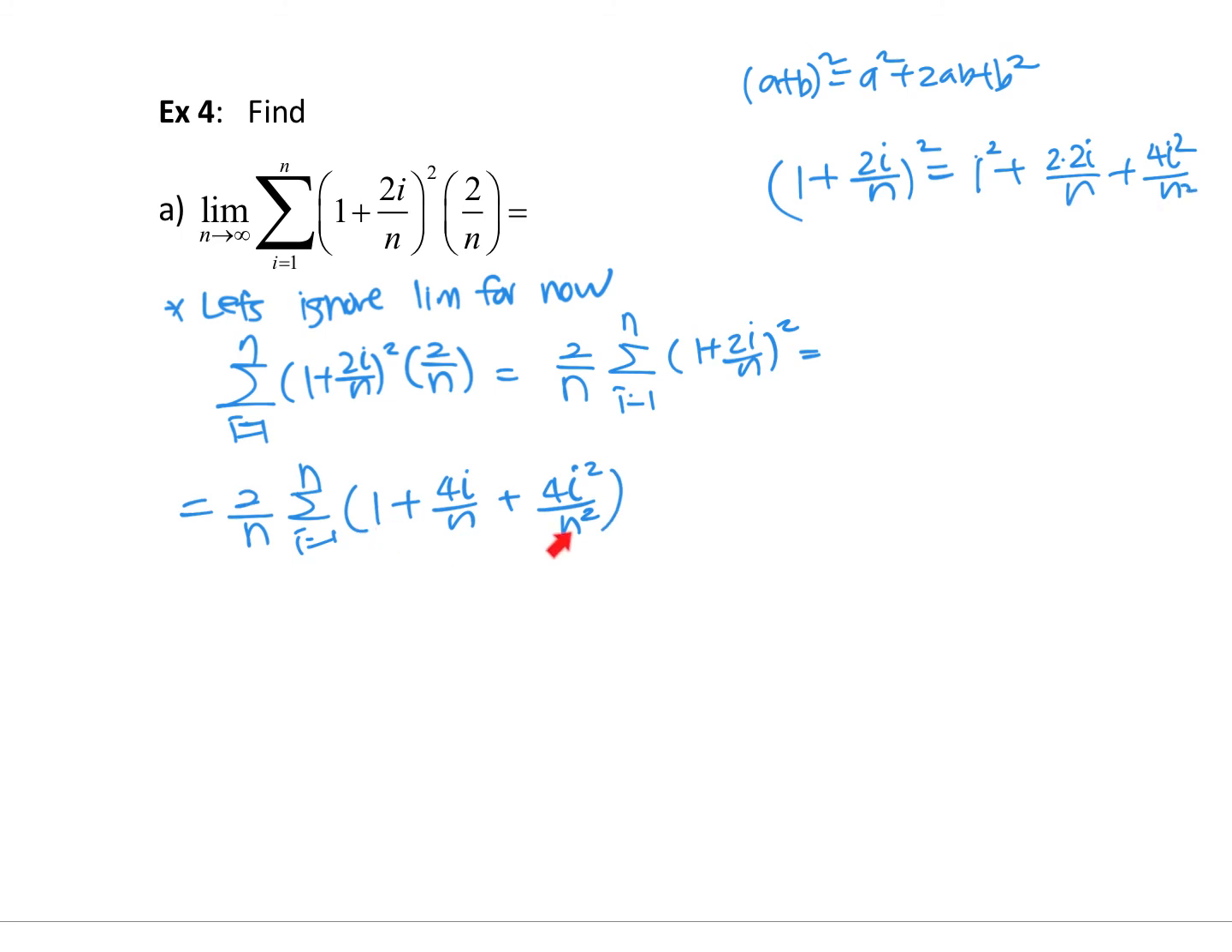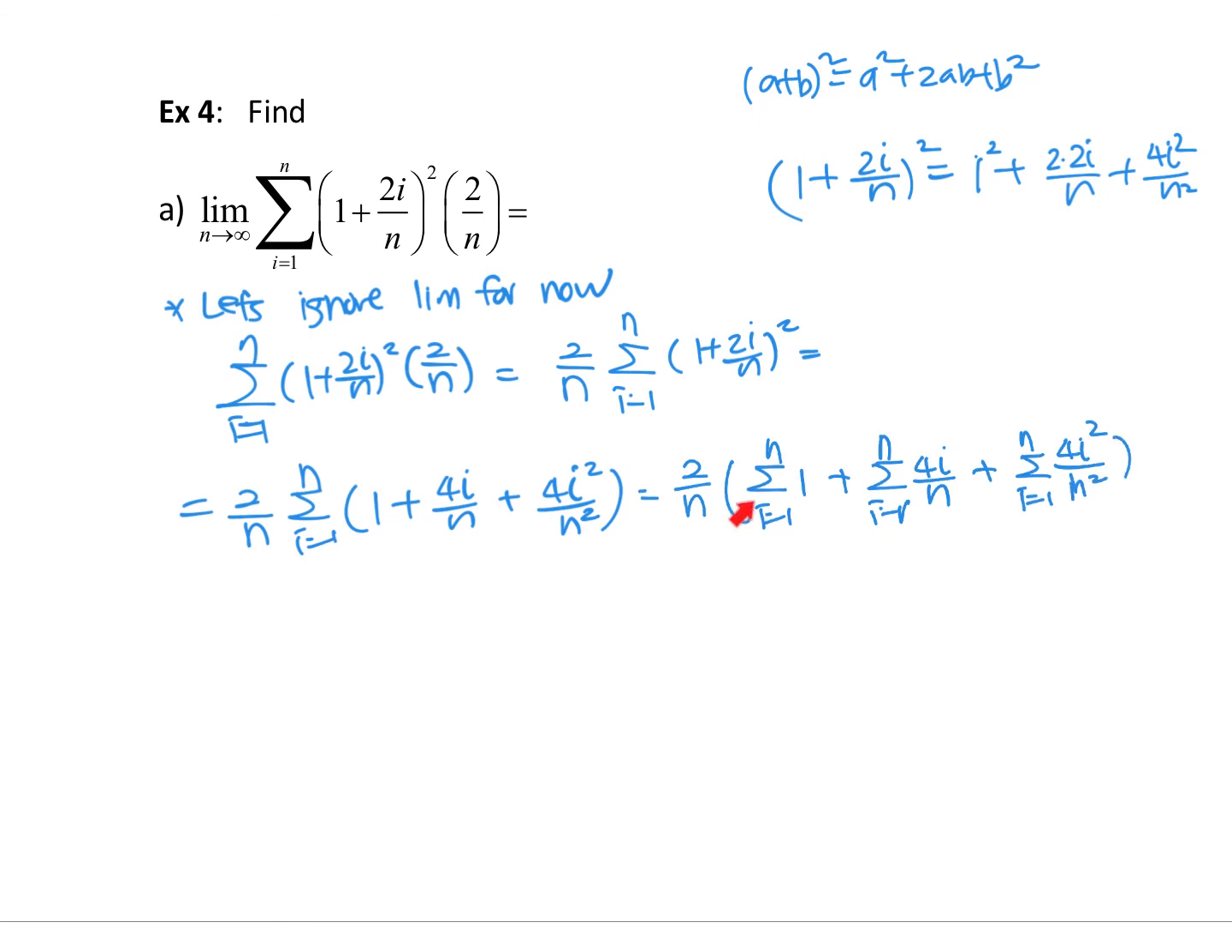Again, I'm adding these three terms. Everything is added, so I can separate those additions: 2 over n, sum i goes from 1 to n of 1, plus sum of 4i over n, i goes from 1 to n, plus sum i goes from 1 to n of 4i squared over n squared. There's a lot going on here.